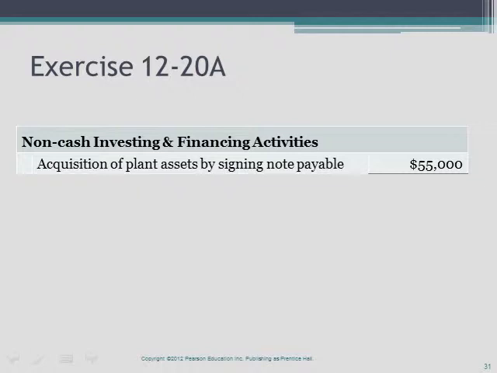In addition, Bolton Travel would need to report the non-cash investing and financing activities. The acquisition of plant assets was $130,000. Of this amount, $75,000, you recall, was paid in cash and $55,000 by signing a note payable. And so here we're simply reporting the non-cash investing and financing activities, of which there was just this acquisition of plant assets.